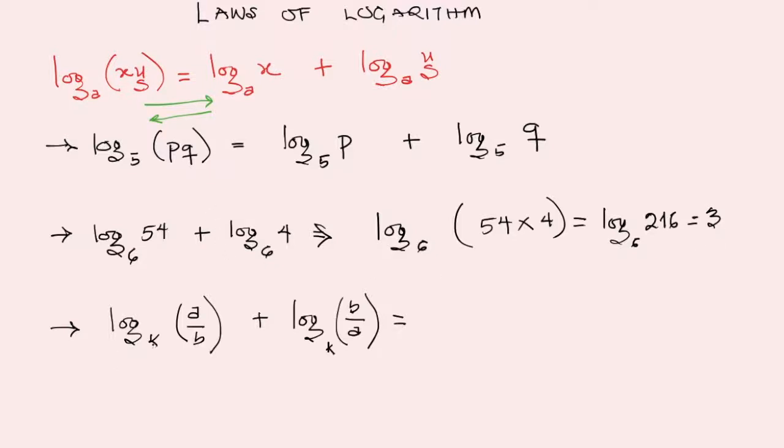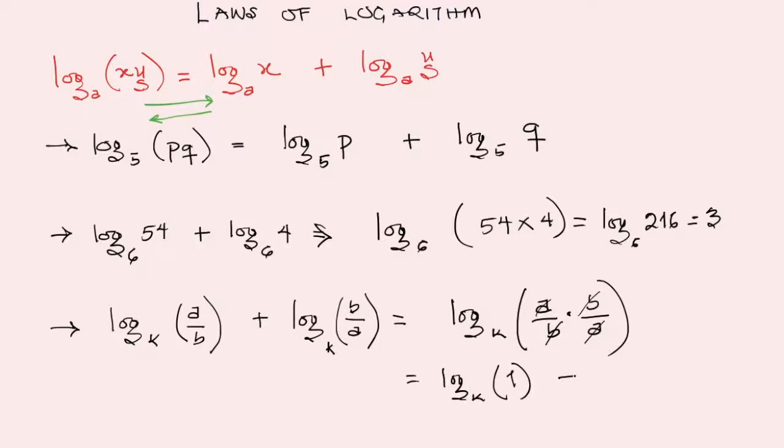This one says log to the base k of a over b plus log to the base k of b over a. If we apply the law here, what we have is log to the base k of a over b multiplied by b over a. And b can cancel out b and a can cancel out a. And we would have log to the base k of 1. And we know that the logarithm to any base of 1 is equal to 0. So our answer here is 0.